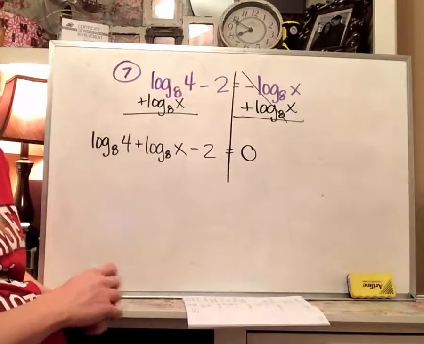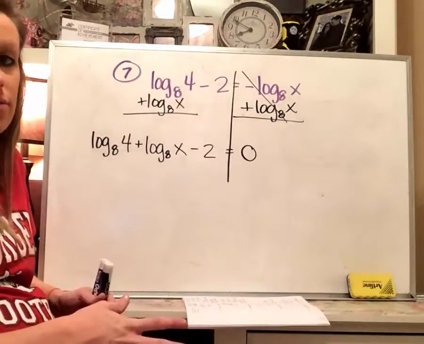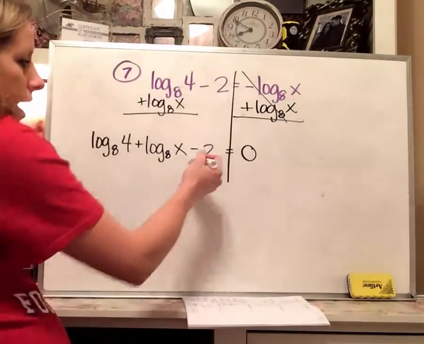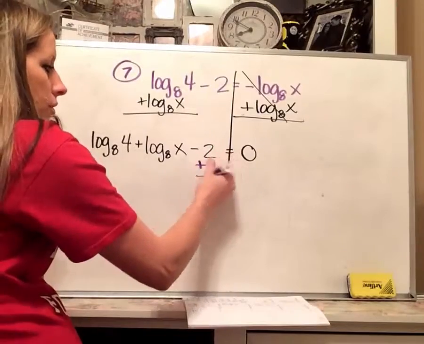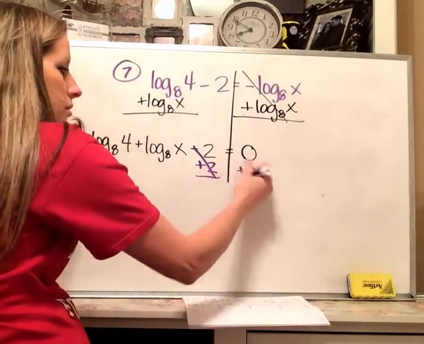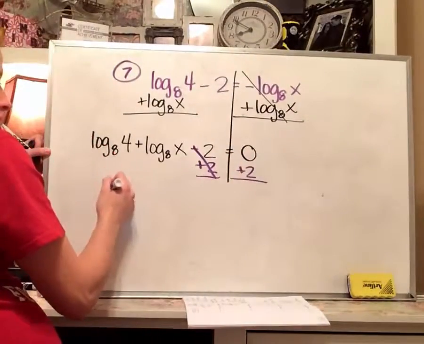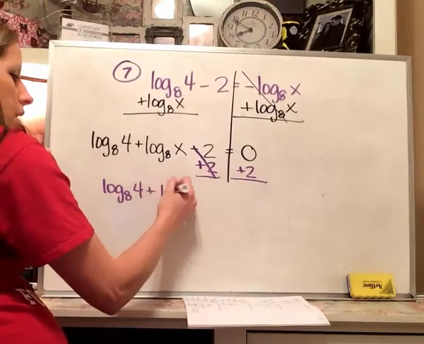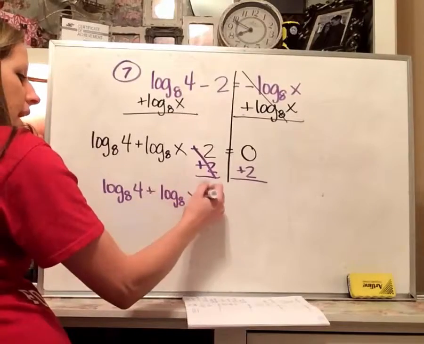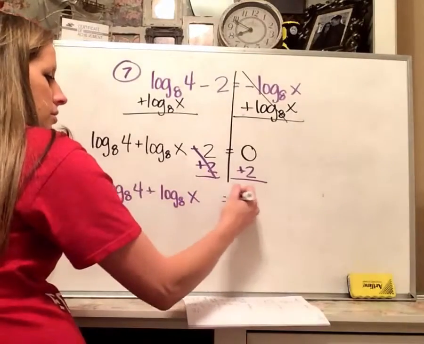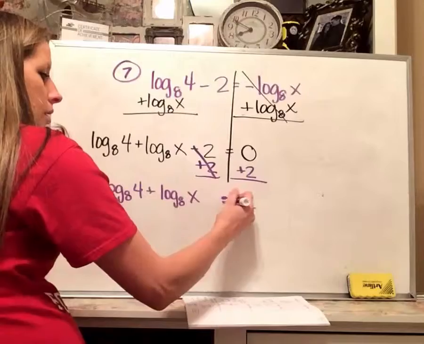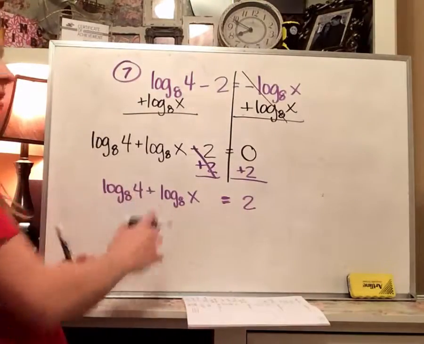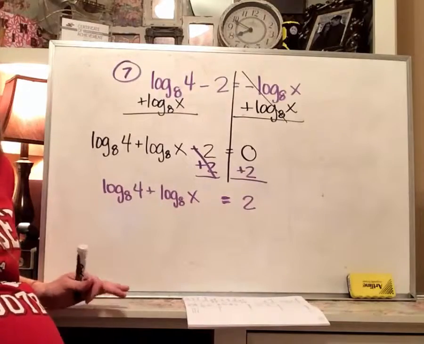You want to get your logs by itself. So I'm going to move the 2 to the right side. I'm going to add 2 to both sides. So I get log base 8 of 4 plus log base 8 of x equals 2. You see how now all I have on the left side are log base 8s? That's what you want.